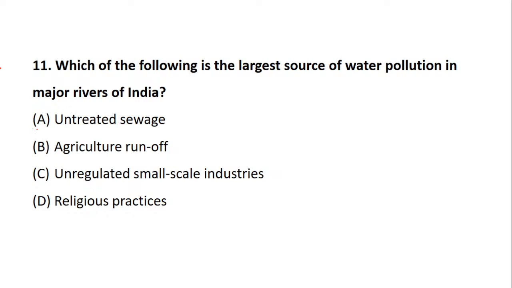Which of the following is the largest? In that question it was the major source of water pollution of rivers in India. Question number 16. Yes, A. Very good. Fine. Remember, these are 2 different cycles but the question is the same, with the options changed a little here and there.